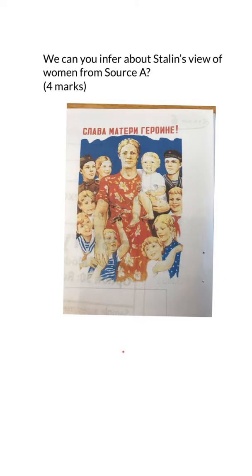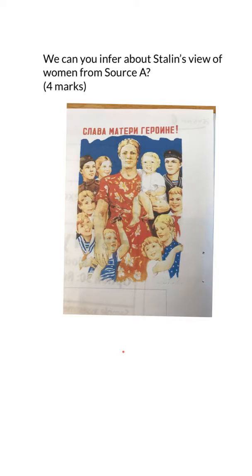This is an example of a 4-mark question for the Russia and the Soviet Union course, 1917 to 1941. All of the questions, the first question on the paper, will be worth 4 marks, and you should spend about 5 or 6 minutes on it. You need to use the sentence starters: what can you infer from the source about whatever the question is, and then how do you know this, referring to the source. Now, this is a classic one.